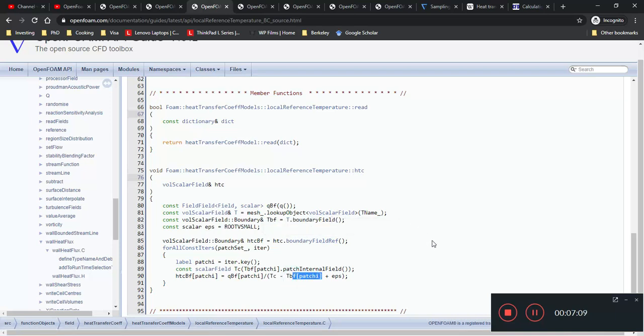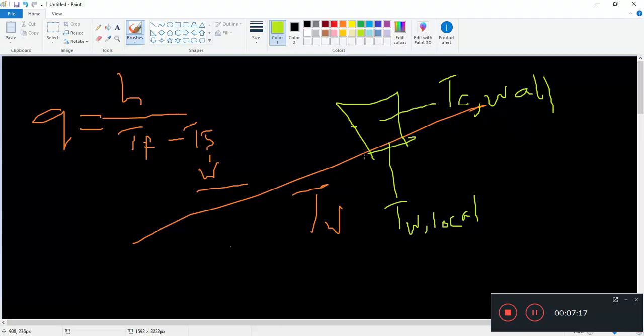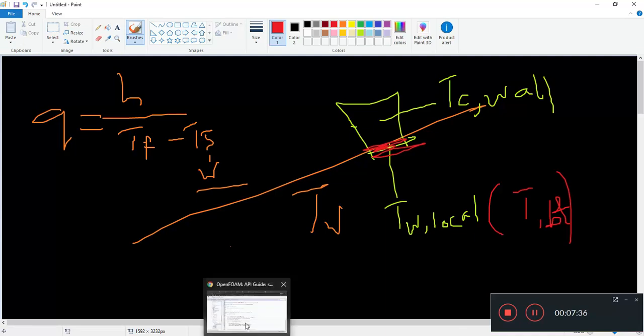So my guess is the TBF here is the boundary field, the temperature of the boundary field. So the boundary field should be somewhere here, right? It's at the wall, and that's the temperature of the boundary, because this is the boundary, this is the inside. Okay, TBF. Likely it is talking about this, if I'm not wrong.